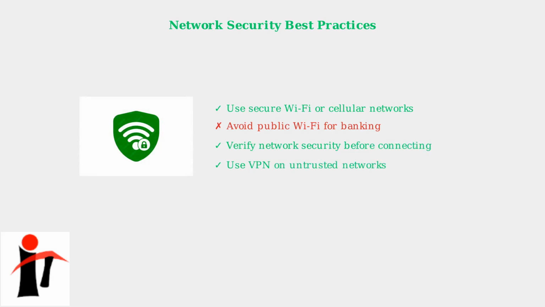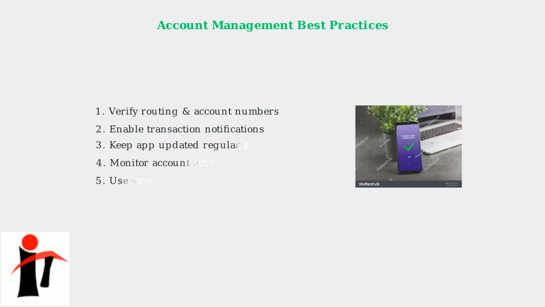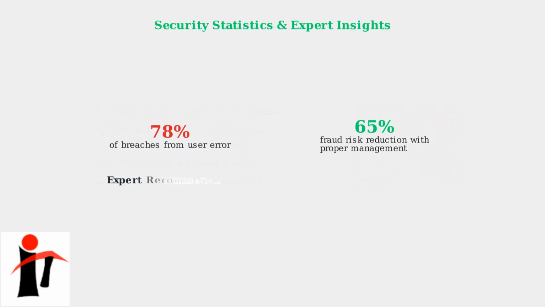Avoid public Wi-Fi for financial transactions and stick to trusted cellular or home networks. Double-check all routing and account numbers before submitting them. Enable notifications for account changes and transactions, and always keep your Cash App updated. Financial security experts report that 78% of payment app security breaches result from user error rather than platform vulnerabilities. Proper account management can reduce your fraud risk by up to 65%.